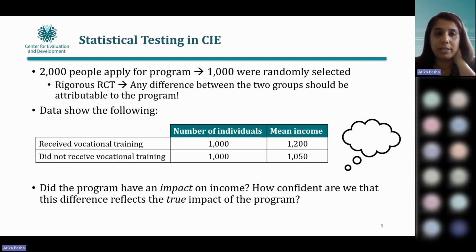And what do the data show us? So for 1,000 individuals who received training and 1,000 who did not receive training, the mean income is 1,200 for those who received training, but similar individuals who were not trained received an income of 1,050, which is 150 less. So would we be able to say that the program had an impact on income, and how confident are we that this is the true impact? This is actually what is true for the overall population.